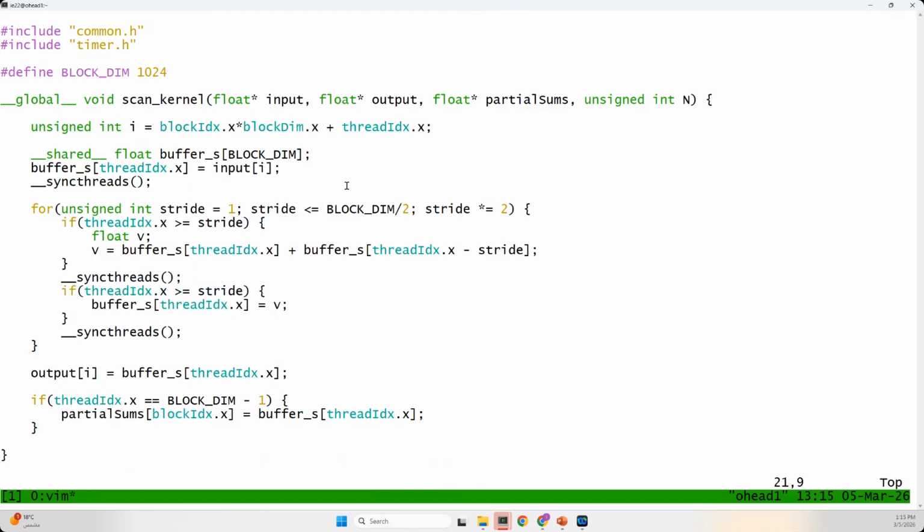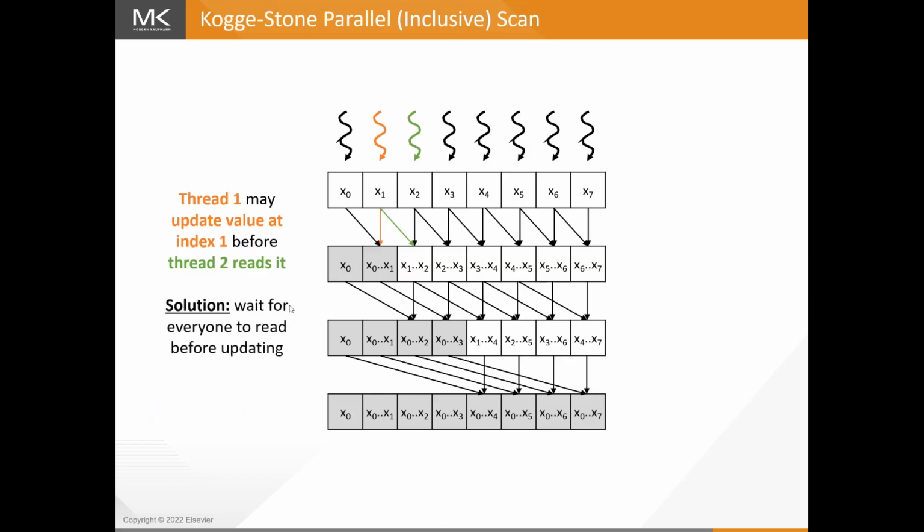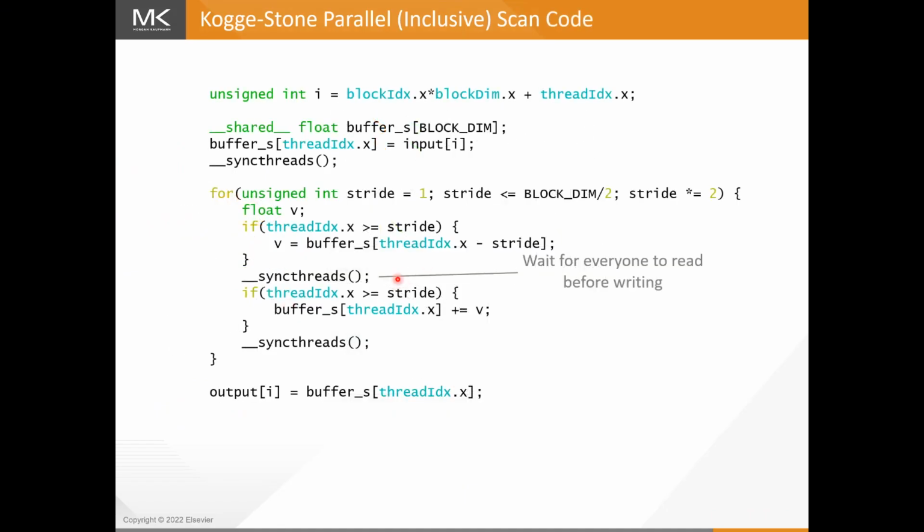And of course, to make sure that v is in scope over here and also in scope over here, we have to declare v out here. Okay? So now what we're doing is reading the values, doing a sync threads, and then we write the values after we make sure that everybody has finished reading. Okay? Is this clear? Any questions? Okay, great. And so this is the code that we wrote.